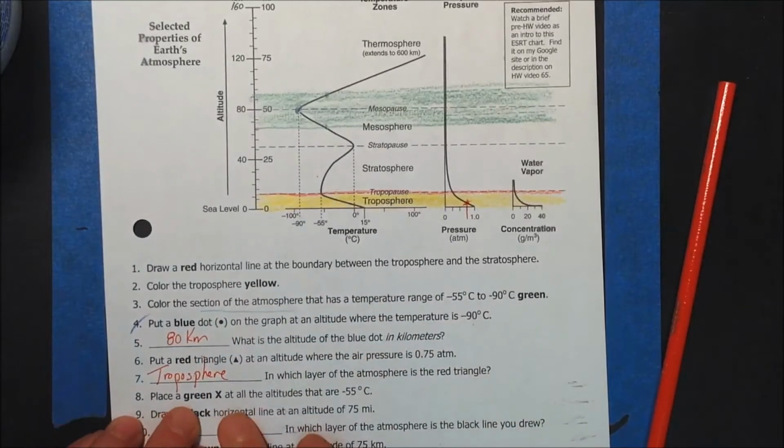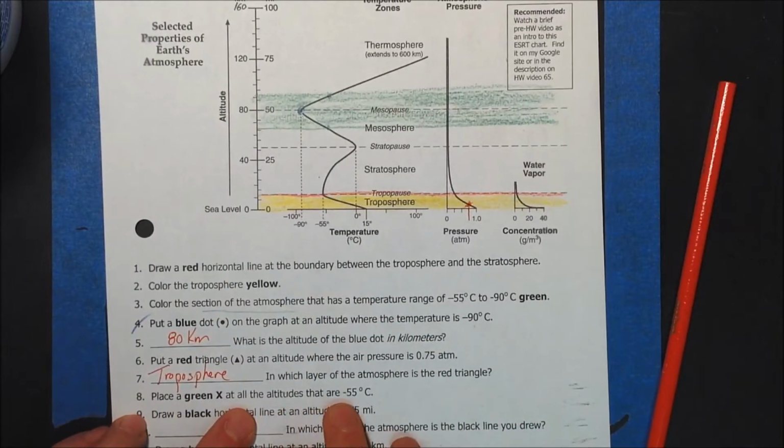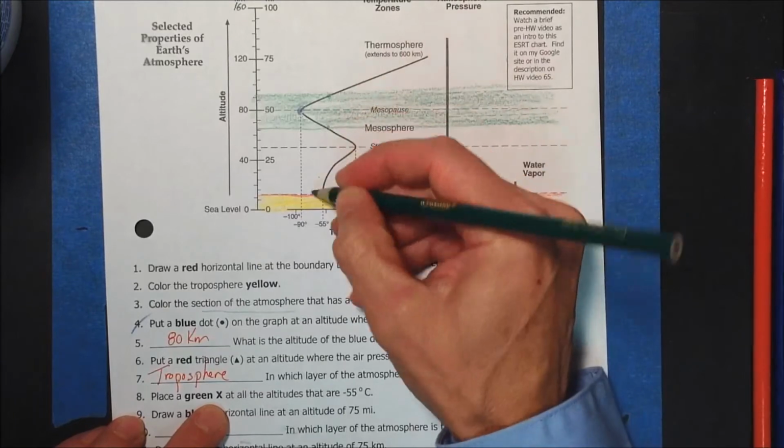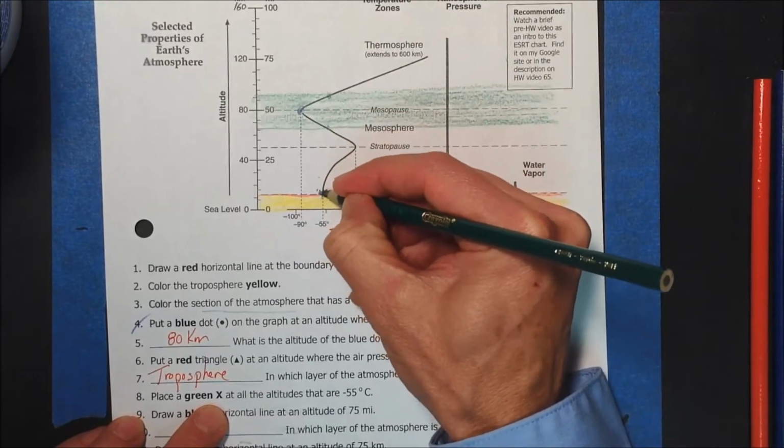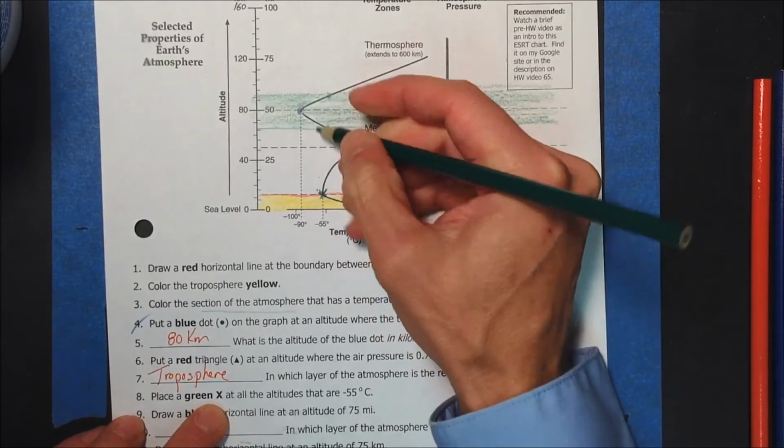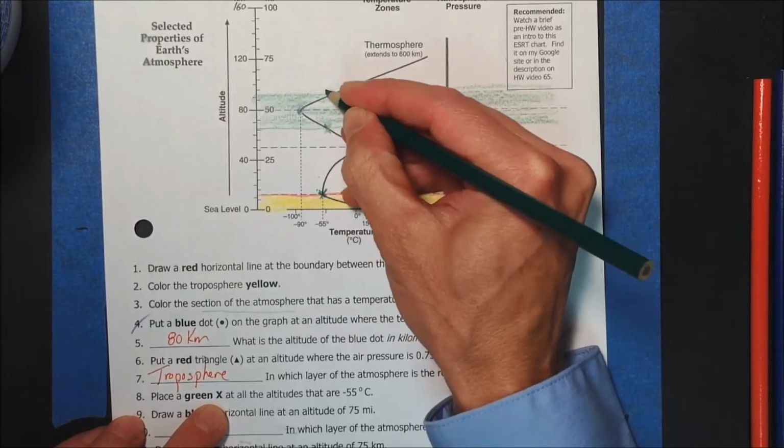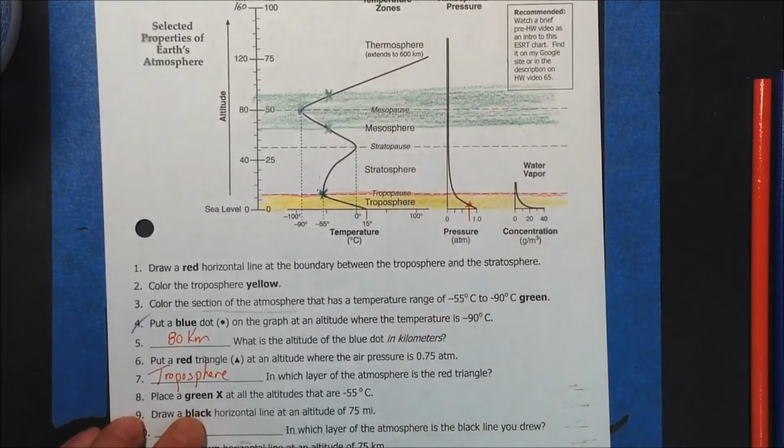Troposphere. Place a green X at all altitudes that are that temperature, negative 55 degrees C. So it is here, right? It just touches it, it gets that cold, and then it starts warming up in the stratosphere. And there, and there. So there's going to be 3 green X's.